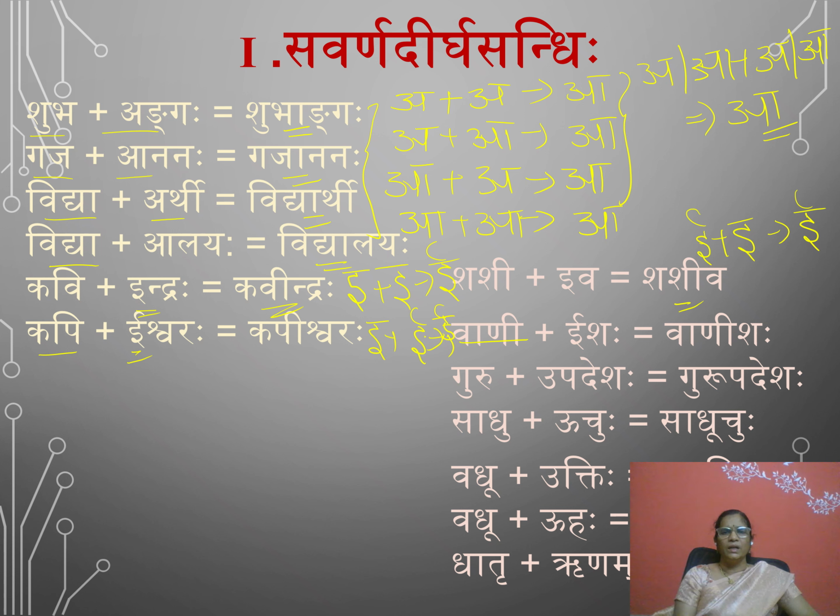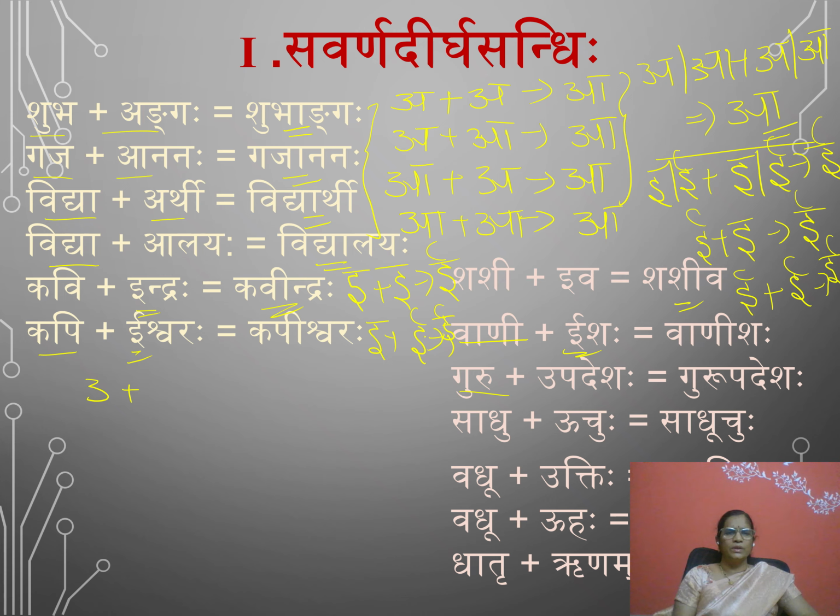Okay. Vani word ended with E. Ishaha, this word started with E. Then also we got E. By observing these 4, what did you understand? Either short or long E plus short or long E, we are getting Dirgham E only. Clear?